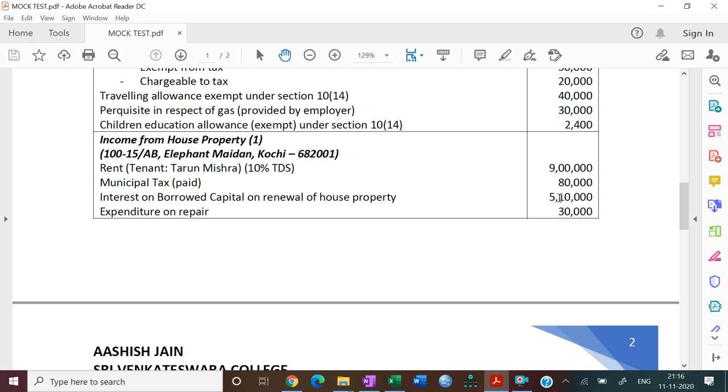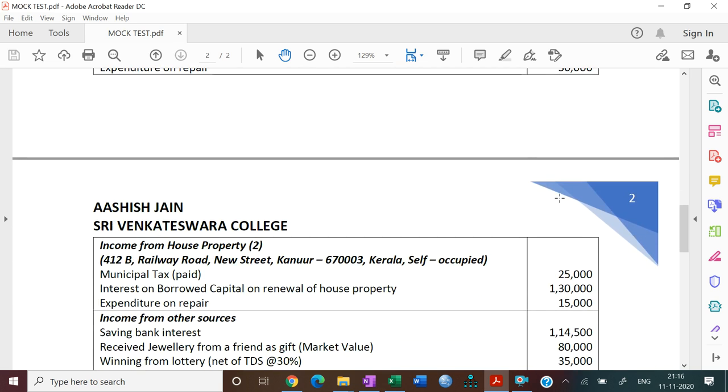Now the next point is expenditure on repair. So this will be totally ignored. Why? Because the assessee is already getting 30% deduction under section 24(a). Okay, now the next house property is self-occupied. Municipal tax paid we will totally ignore. Why? Because GAV is nil, so NAV is also nil.